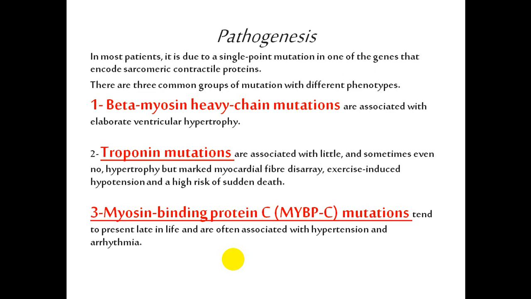Beta-myosin heavy chain mutation is usually associated with elaborate left ventricular hypertrophy, mostly septal. Troponin mutations are associated with little and sometimes even no hypertrophy, but marked myocardial fiber disarray. This is associated with exercise-induced hypotension and a high risk of sudden cardiac death. The third type, myosin binding protein C mutation, tends to present late in life and is often associated with hypertension and arrhythmias. The first one is the most common.